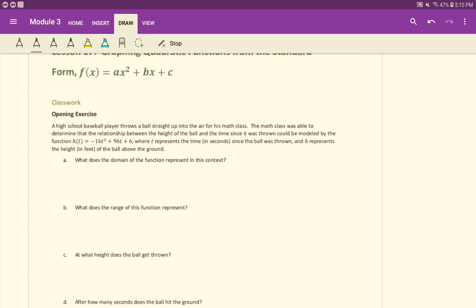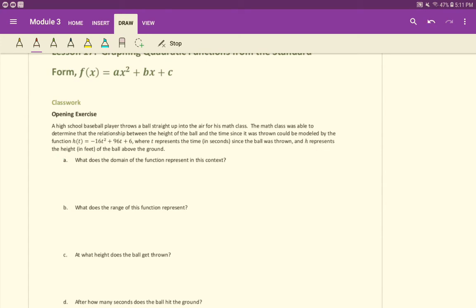So we've got a high school baseball player here who throws a ball straight up into the air for his math class. The math class was able to determine that the relationship between the height of the ball and the time since it was thrown could be modeled by the function h of t equals negative 16t squared plus 96t plus 6. This represents the height of the ball at any time t. Time t is in seconds, and h is the height of the ball in feet.